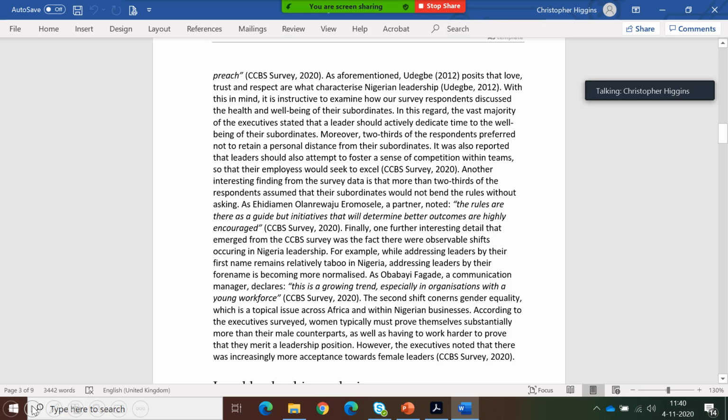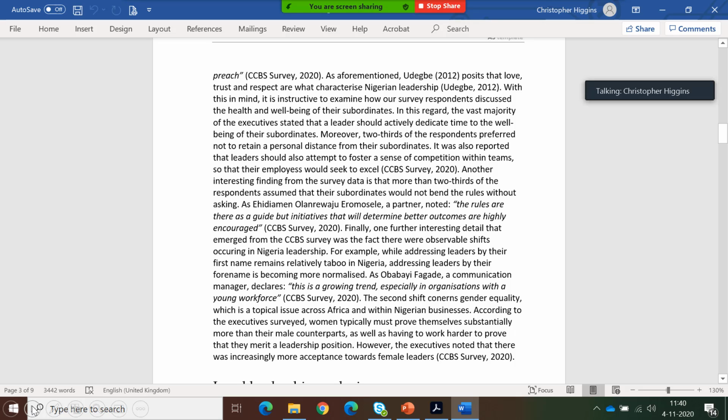As aforementioned, Udegbe posits that love, trust and respect are what characterize Nigerian leadership. With this in mind, it is instructive to examine how our survey respondents discussed the health and well-being of their subordinates. Then they say, okay, what was it like then? So they use a nice transitional phrase. In this regard, the vast majority of the executives stated that a leader should actively dedicate time to the well-being of their subordinates. So you can see they're using that survey data, they're using basic numbers, yeah? So they're talking about two-thirds and so forth.